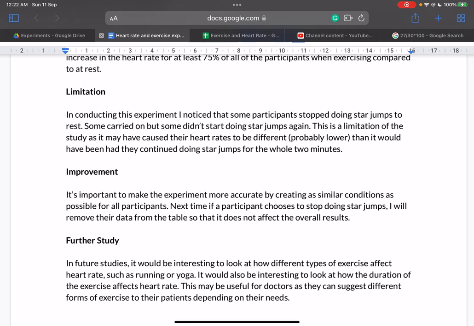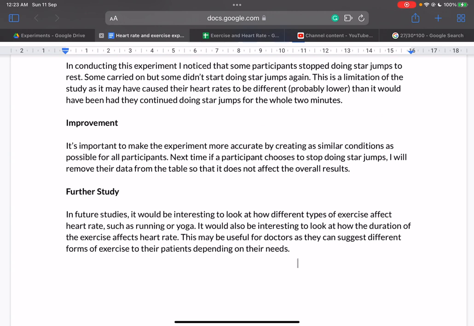An improvement that we can make is what I've written. It's important to make the experiment more accurate by creating as similar conditions as possible for all participants. Next time, if a participant chooses to stop doing star jumps, I will remove their data from the table so that it does not affect the overall results. It's important to be accurate because we're making a claim from this that other people are going to read.